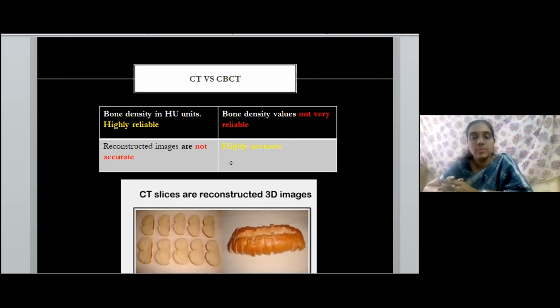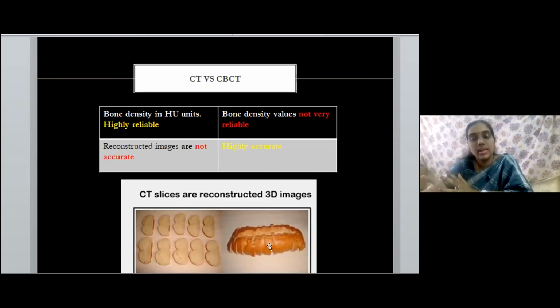So CT slices, as I told you, you can see in this picture, are made like this. First the slicing is done, and then the reconstruction is done. You can imagine a loaf of bread which is already sliced, and another loaf of bread which is not sliced.